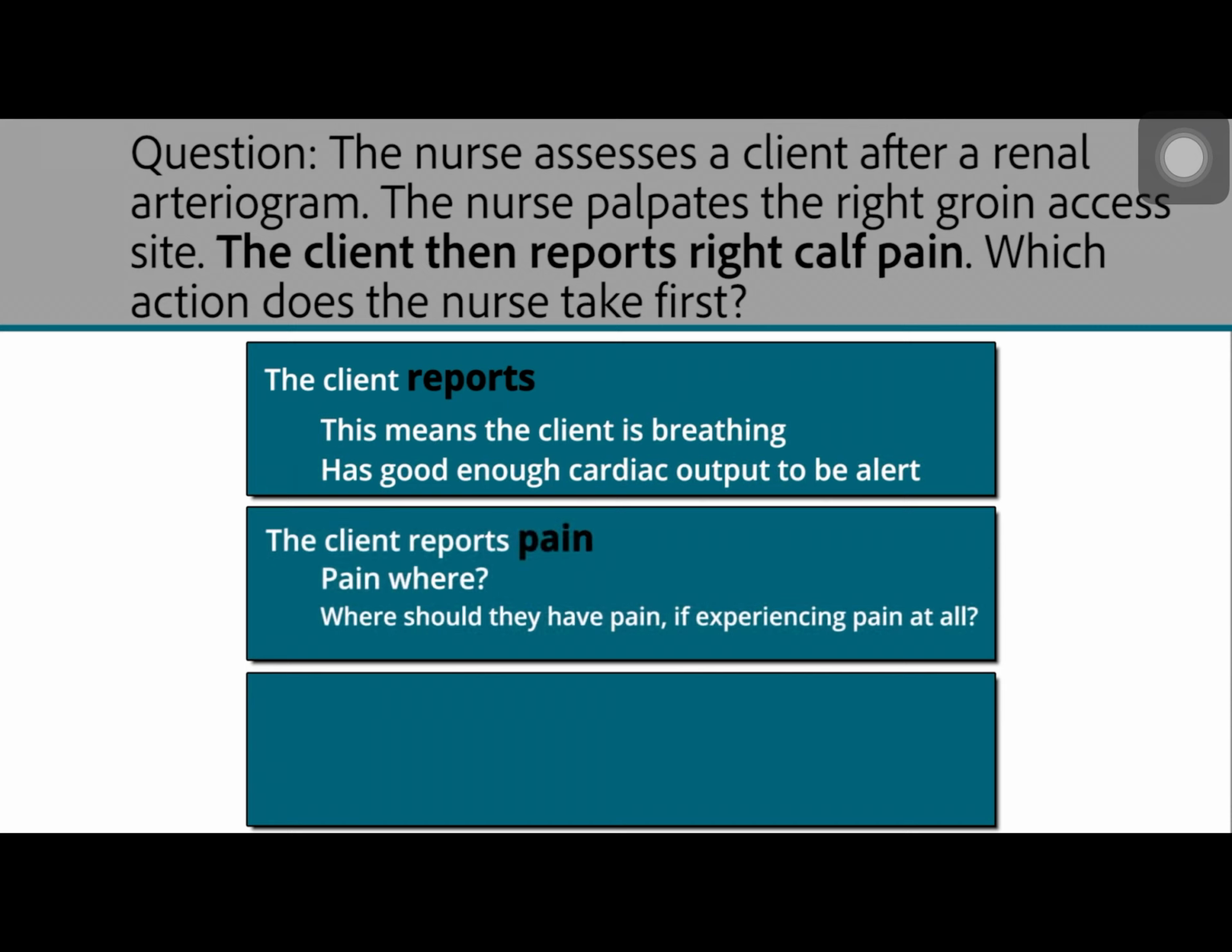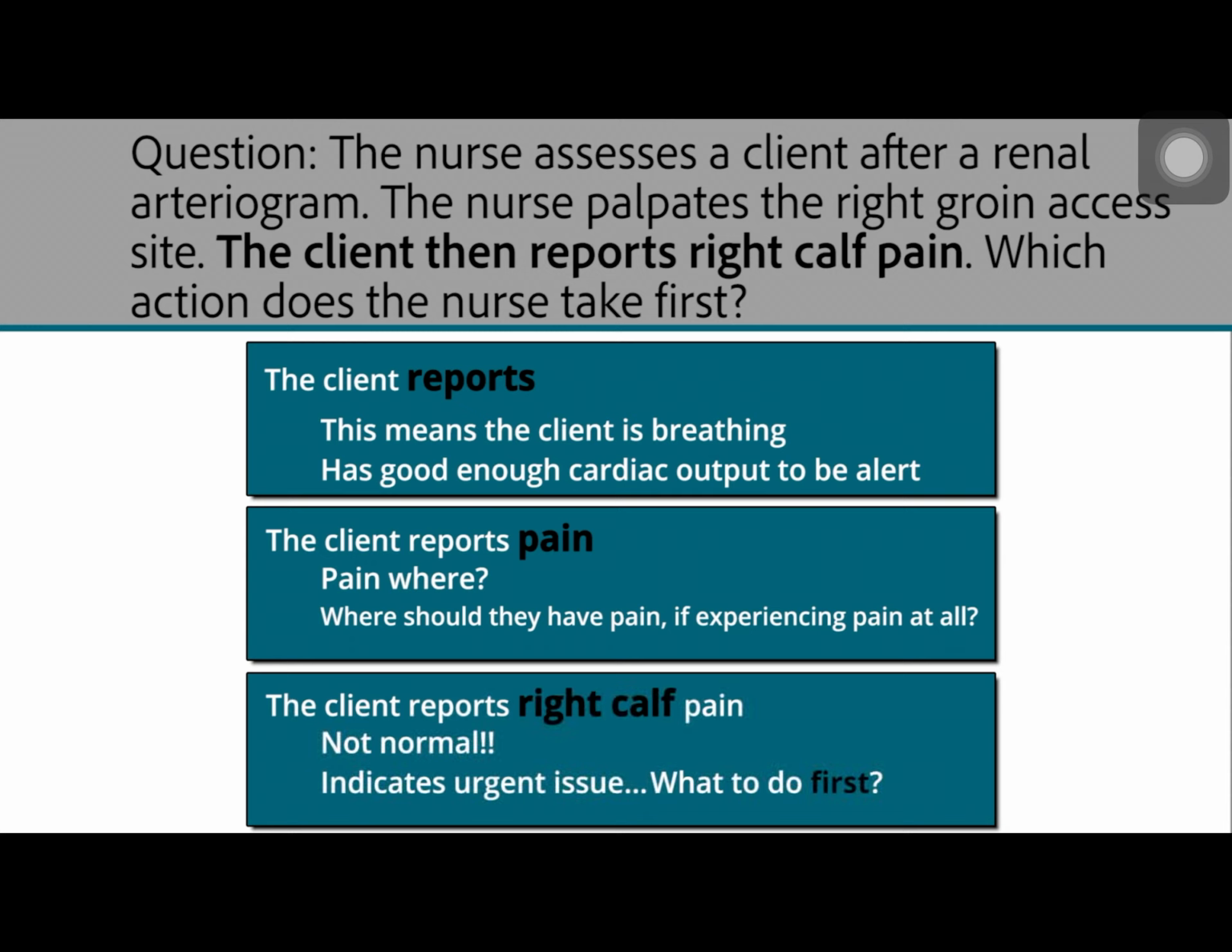The pain is where? It's not at the surgical site where you might expect some minimal pain, but it's in the right calf. This is not normal and indicates something urgent. The nurse might consider that the client is experiencing complications such as arterial spasms, pseudoaneurysms, thrombus at the site, or arterial dissection, for example. So what will the nurse do first?